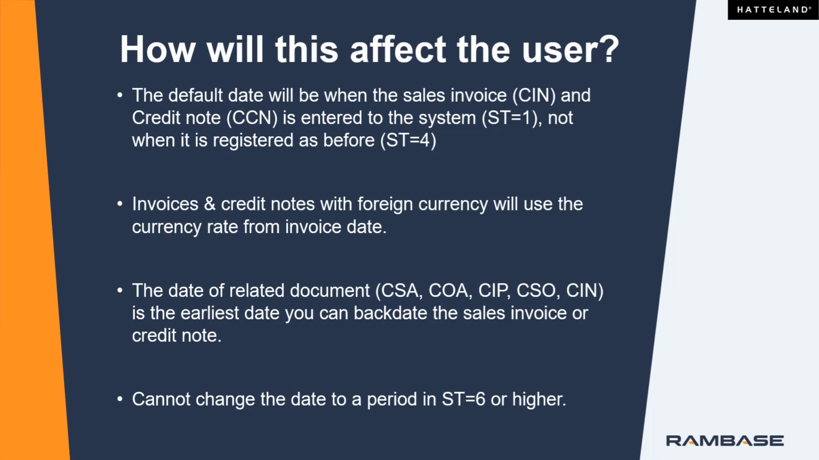Further, you cannot change the date to a period that is in status 6 or higher. For example, if the period 2021-07 is closed and in status 9, you cannot change the date to 1st of July.